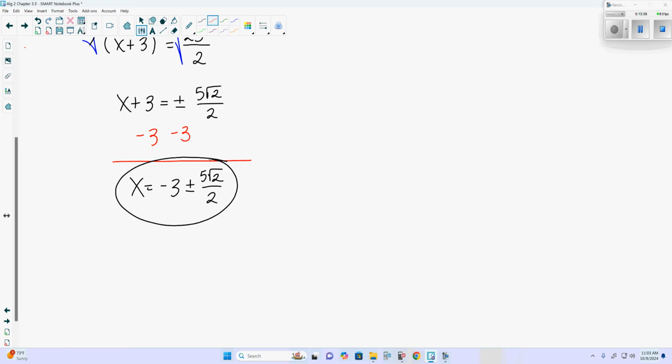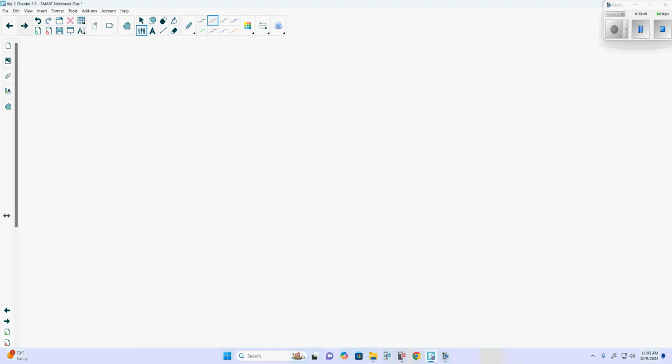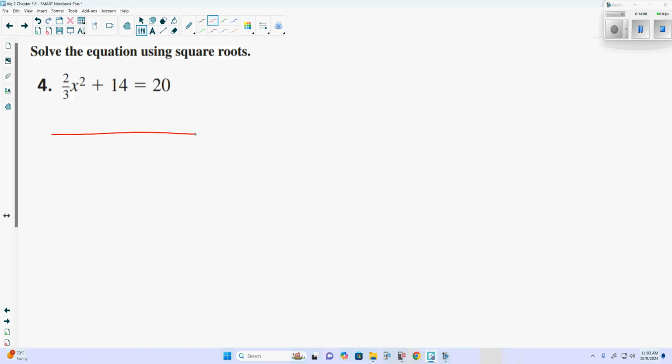Questions on this here? Be ready for the next one. Let's look at another one of these here. 2/3 x squared plus 14 is equal to 20. We don't have a middle term still, so we can use the square root method. The first thing is to get the squared term by itself. So what can we do first?